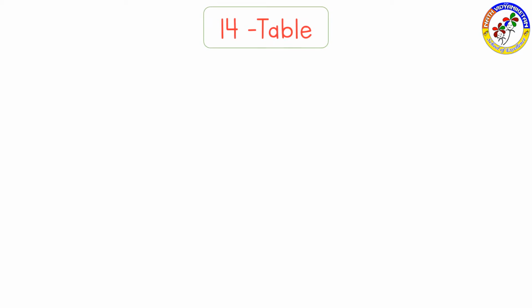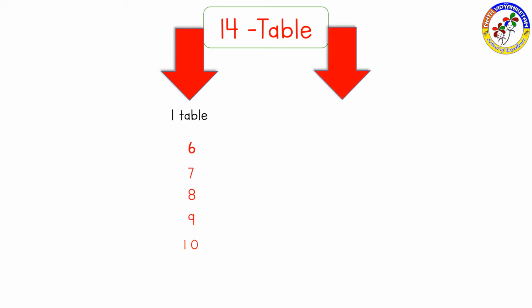Now let us go to 6th step. From 6th step onwards, let us see. So one table from 6th step. 1 6 are 6. 1 7 are 7. 1 8 are 8. 1 9 are 9. 1 10 are 10.